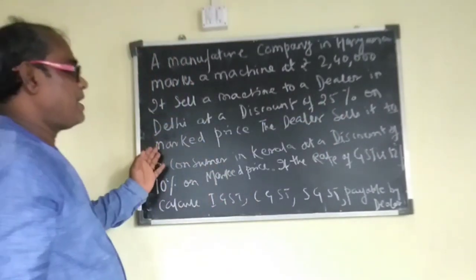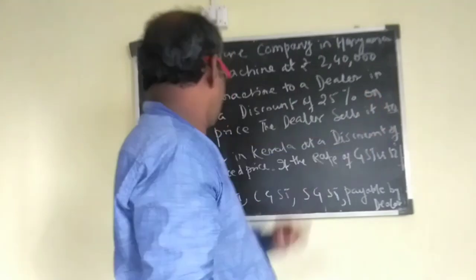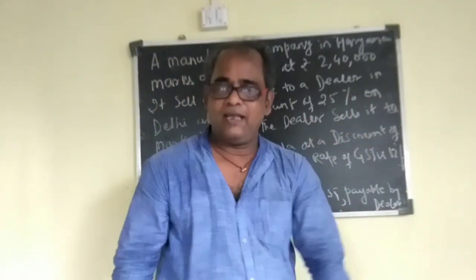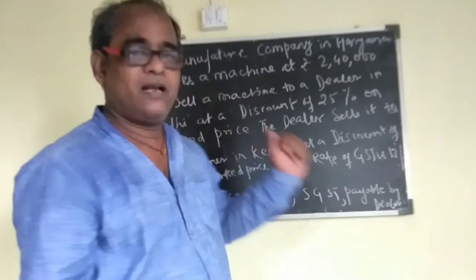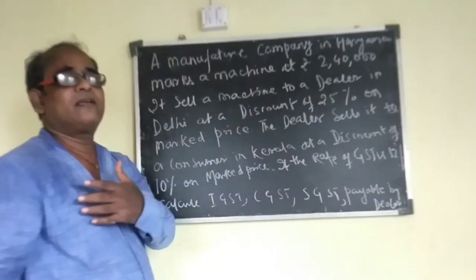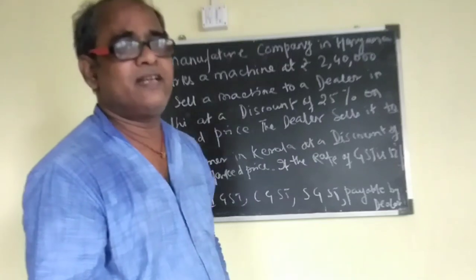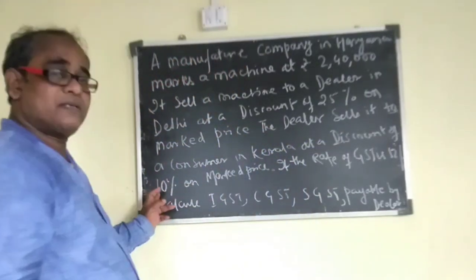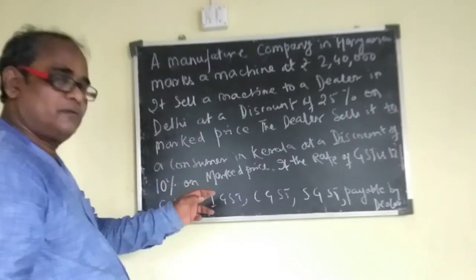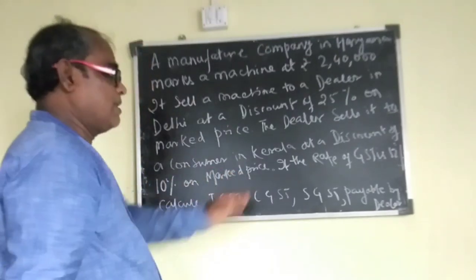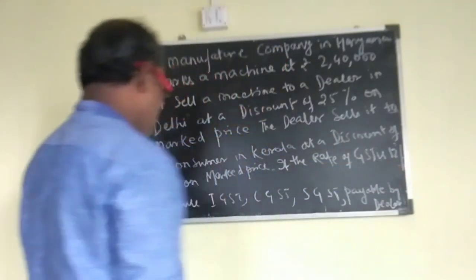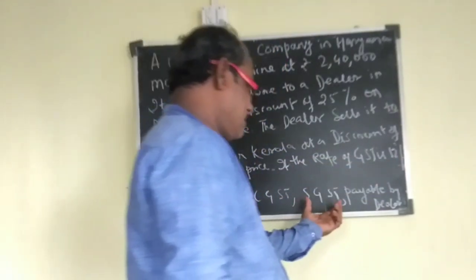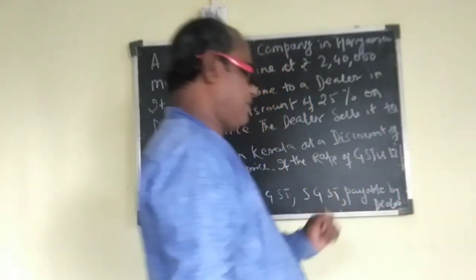Then on marked price, and the dealer sells it to a consumer in Kerala. So dealer is residing in Delhi. He sells the machine in Kerala. That means again he does the transaction, that is interstate transaction. And he sells the machine at 10% discount on the marked price. The rate of GST is being 12%. So you have to calculate net IGST, CGST, SGST payable by dealer.